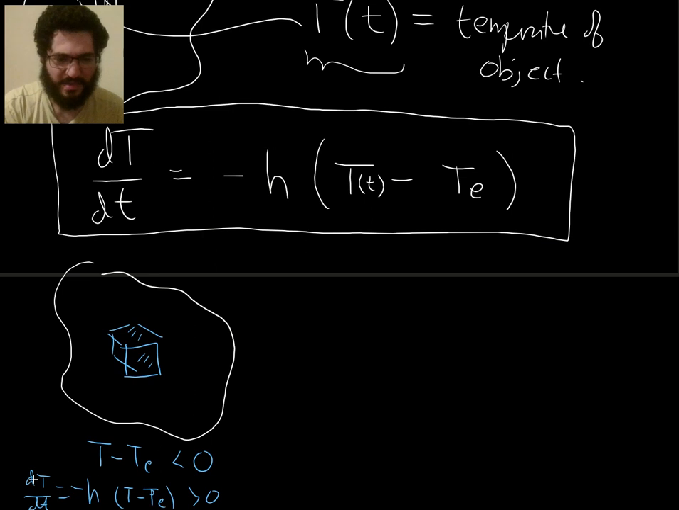The time rate of change of capital T will be positive, so the temperature will increase. So the environment then heats up the object, and melts the ice.